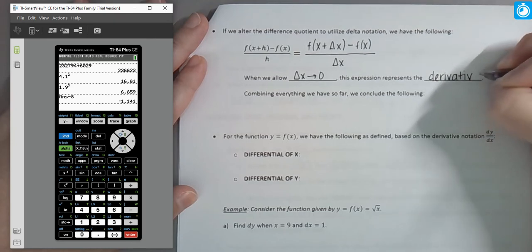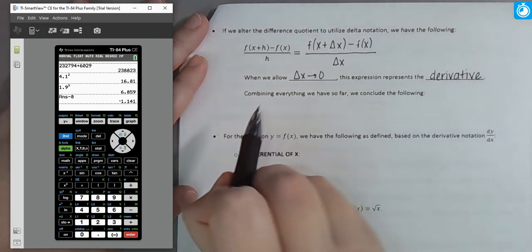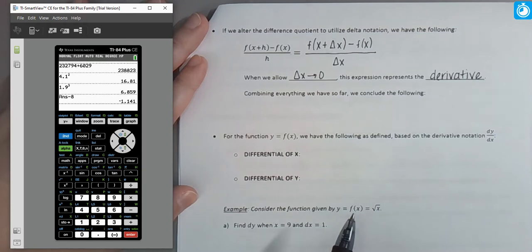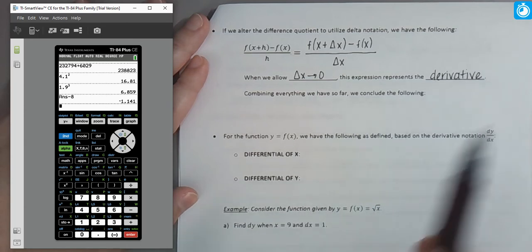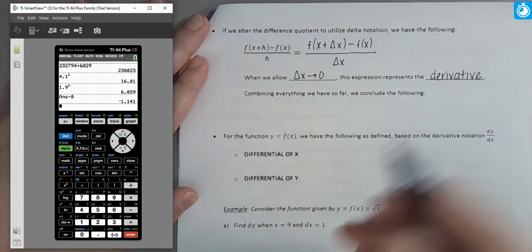And essentially doing the same thing we did on the previous page, relating a bunch of things that are equivalent expressions representing the same thing just with different notations, then we're going to define what we call a differential. So let's set it up.